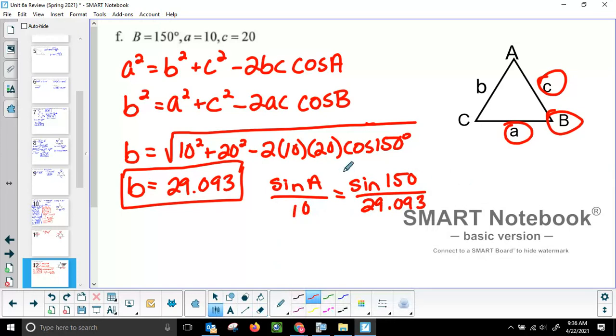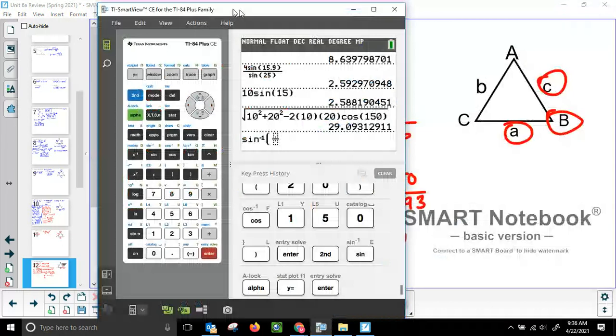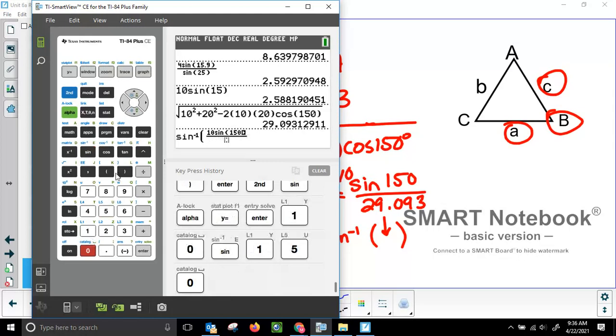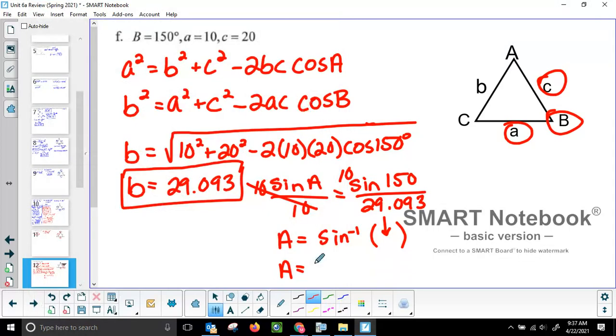Now I just multiply both sides by 10, and then I take the inverse sine of both sides. When I do that, we get the inverse sine of 10 times the sine of 150 over 29.093. And that's 9.9, and because this is an angle now, 9.9 degrees.